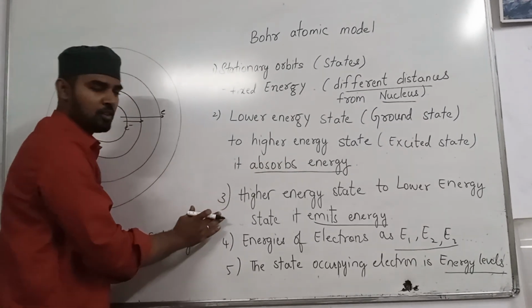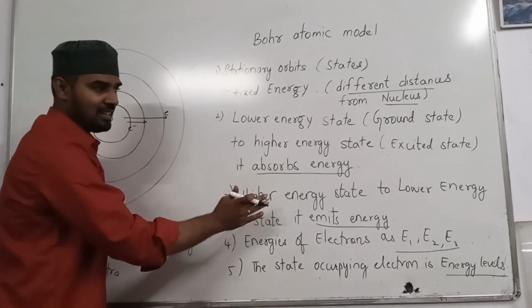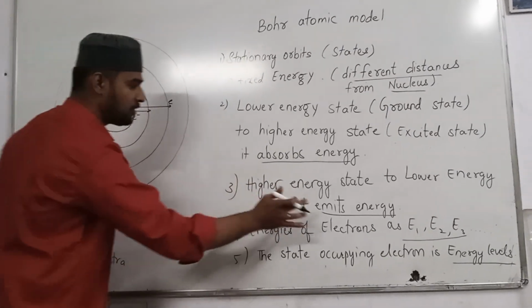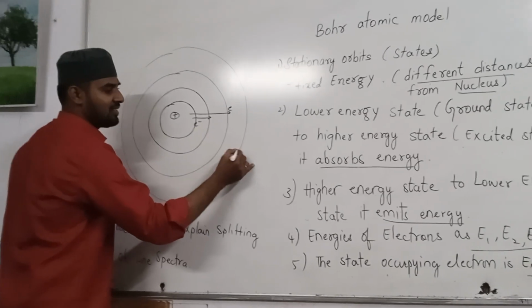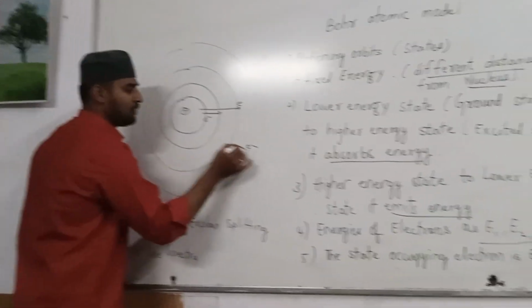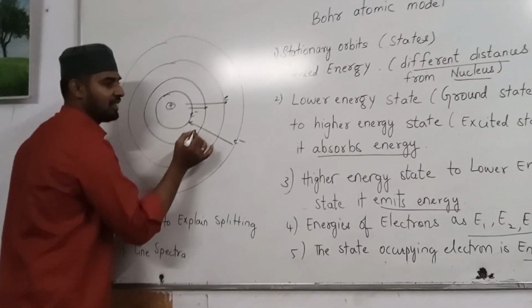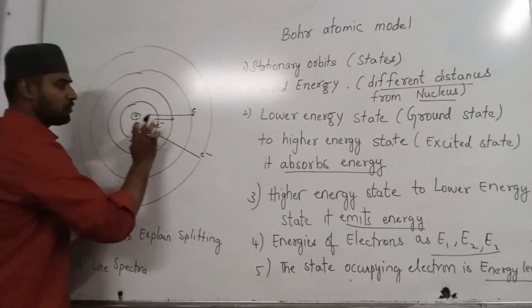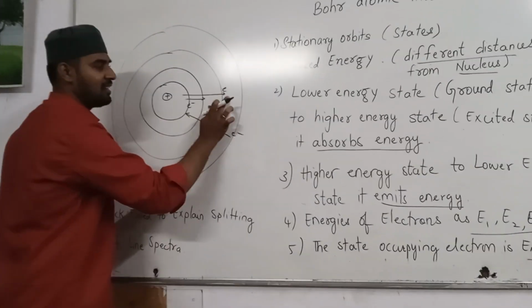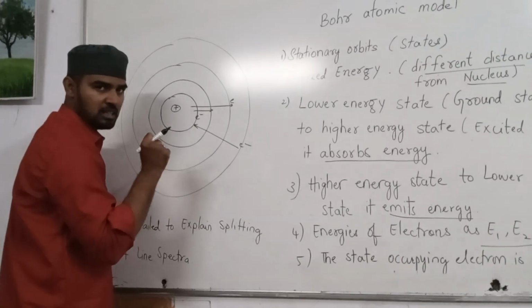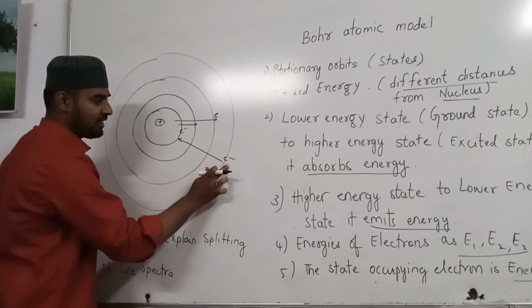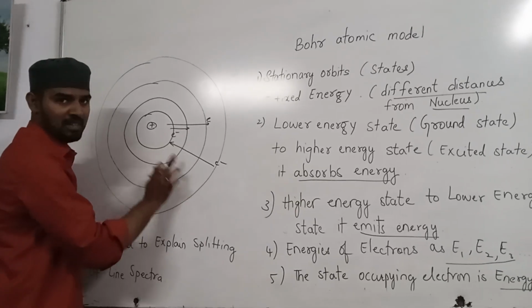Now coming to the third postulate: when an electron jumps from a higher energy state to a lower energy state, it emits energy. Let's imagine there is an electron at the fourth orbit, and when it jumps to the first orbit, it emits energy. So when an electron jumps from a lower energy state to a higher energy state, it absorbs energy, and when an electron jumps from a higher excited state to the ground state, it emits energy.